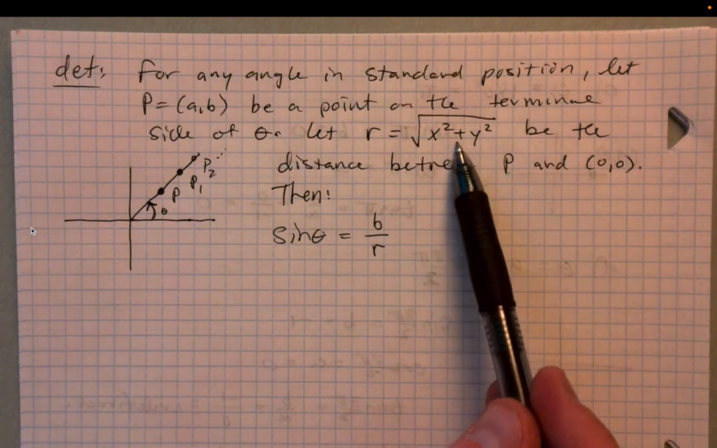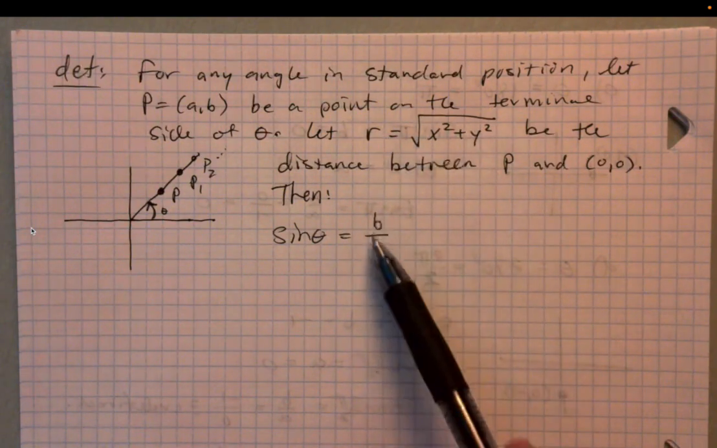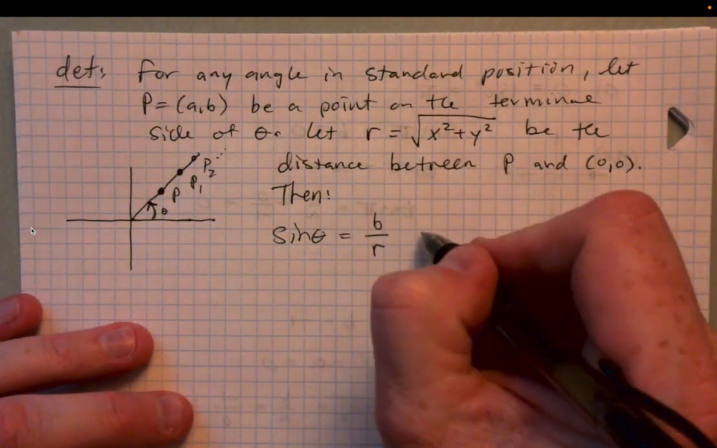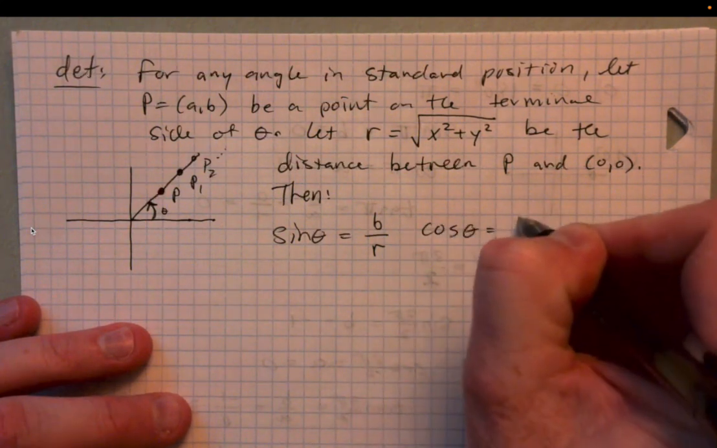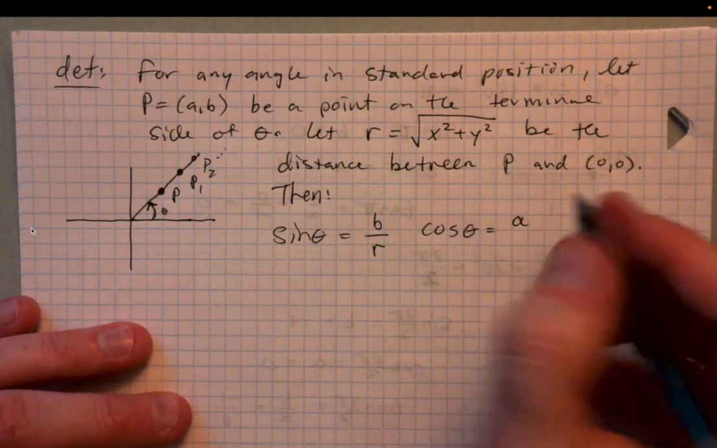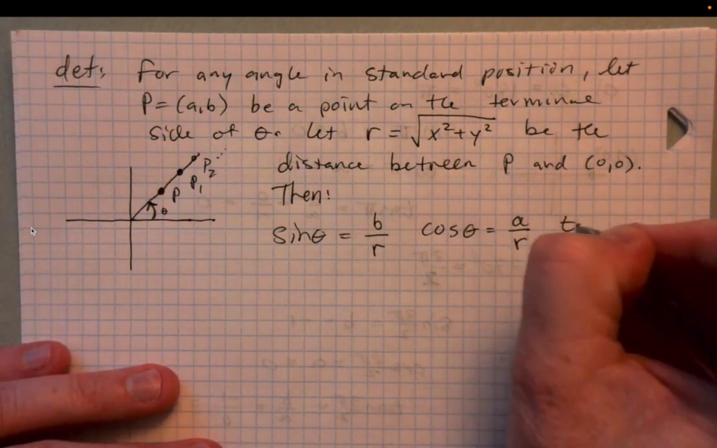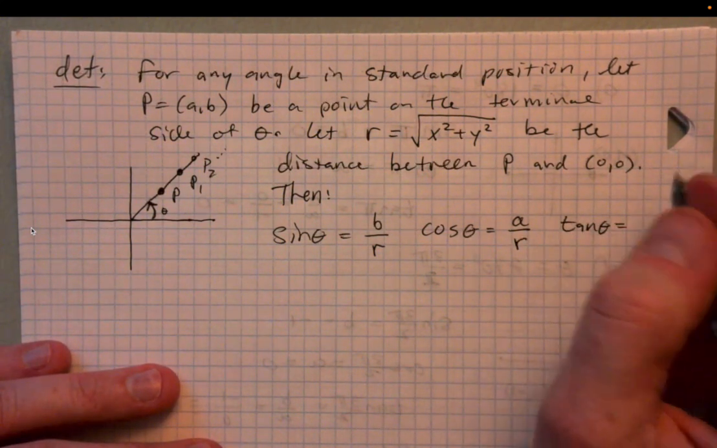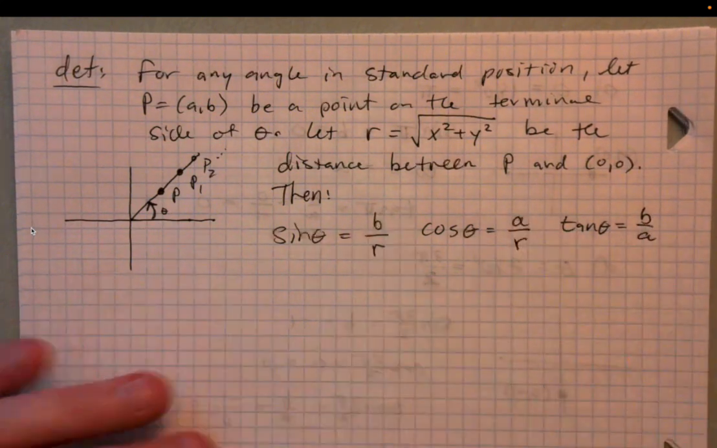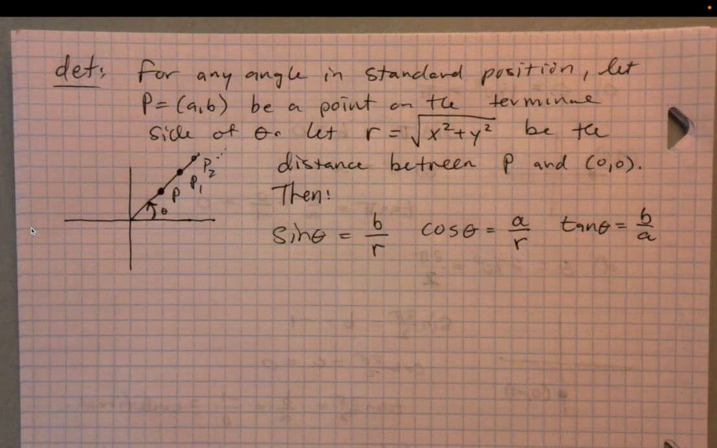You might recognize the Pythagorean theorem at work here. Okay, so that's the sine of theta. The cosine of theta is a for the unit circle, but in this case it's a over r. And the tangent of theta is b over a. So notice for the tangent, we don't care where r is. We just care about the two legs, b and a.